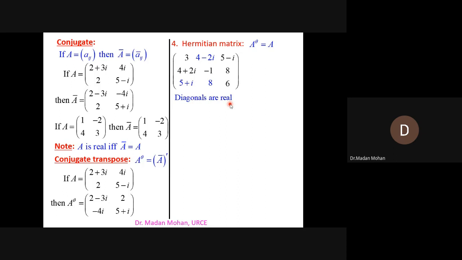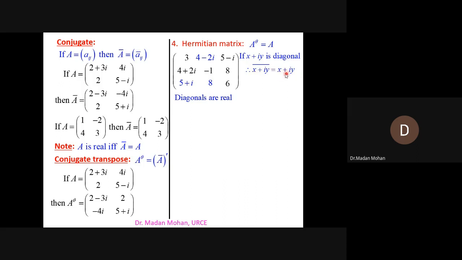Let me prove this. Suppose x plus iy is a diagonal element of a Hermitian matrix. Then its bar, its conjugate, is x plus iy.